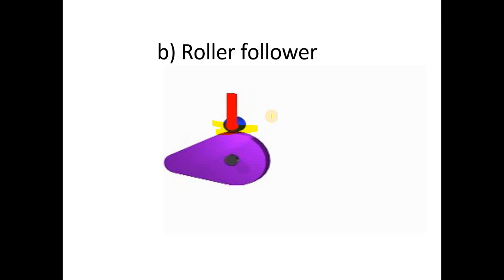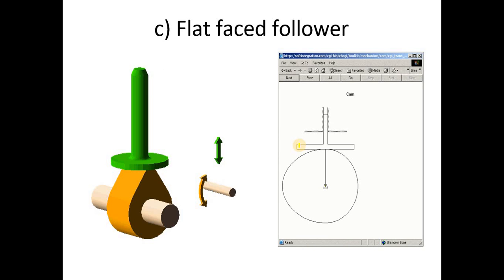In the case of the roller follower, a roller is attached at the end of the follower, and it senses the motion coming out of the cam. So it is always in contact with the cam throughout the entire surface. Wherever we require a small or low speed cam, the roller follower is generally applicable. Next is the flat faced follower.